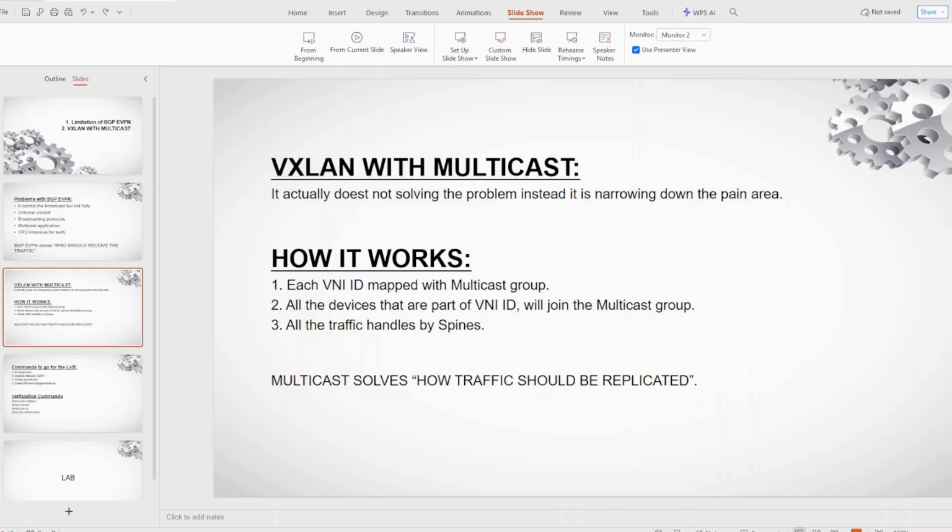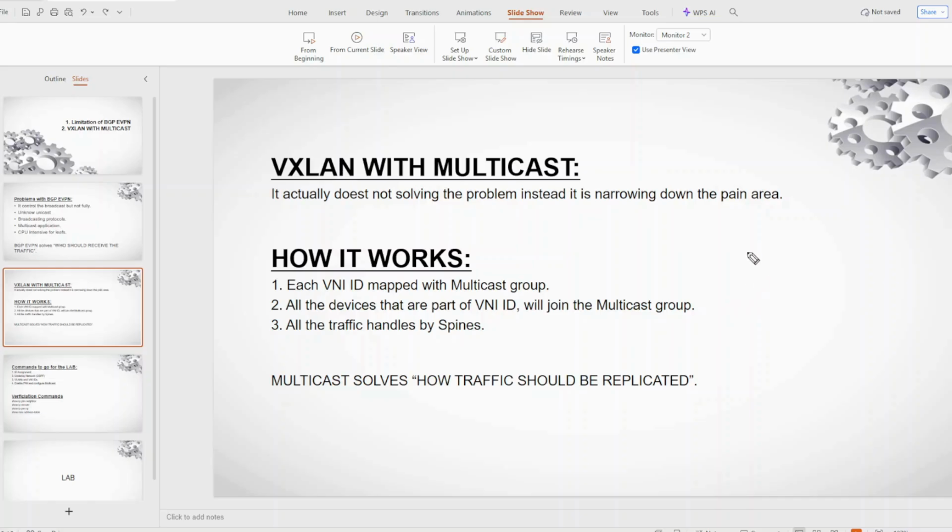All right, here comes multicast. Before proceeding with multicast, an important clarification: multicast does not completely solve those problems. Instead, it optimizes where replication happens. EVPN focuses on reducing flooding, but multicast focuses on efficiently handling the flooding that still exists with BGP EVPN.